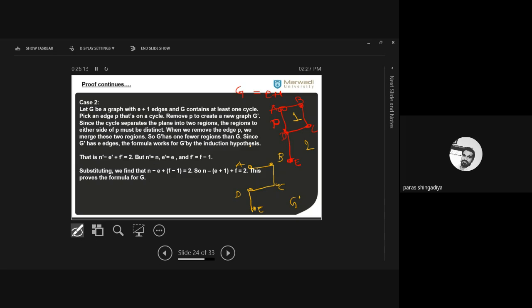What is the scenario of the starting supposition? We consider one graph G which involves E plus 1 edges. That is our case. How many edges did we take in it? E plus 1. Okay. And now remove the P. So how many edges does the graph contain? That is E.